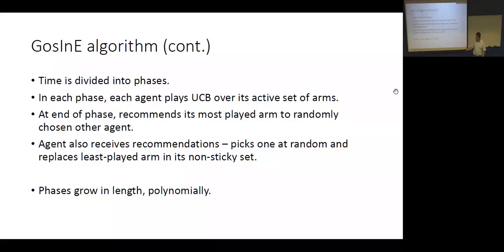Similarly, each agent makes one recommendation, and it may receive some random number of recommendations, or none. If it receives several, it just picks one at random. It takes that extra arm from the recommendation, but the size of its active set doesn't grow, so it has to evict something. It's not allowed to evict anything from the sticky set, so it evicts the least played arm outside the sticky set. The phases are not of constant length; they grow polynomially. The jth phase is j to the power of something.